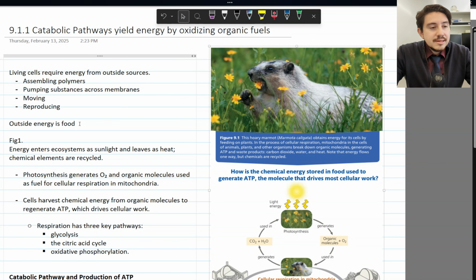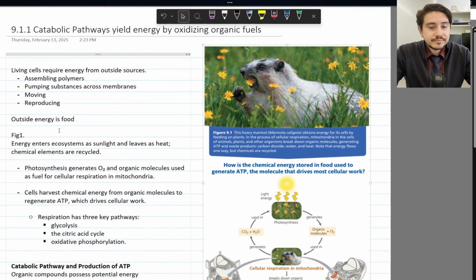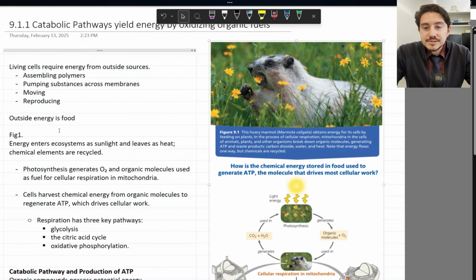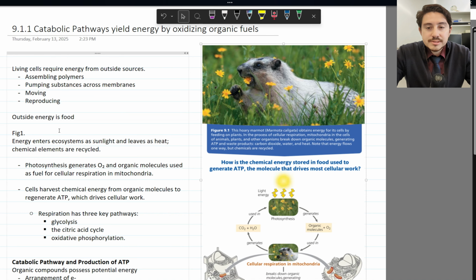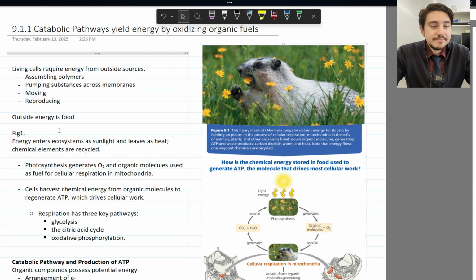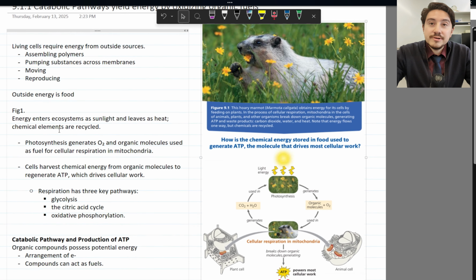Okay, so section 9.1 is catabolic pathways yield energy by oxidizing organic fuels. As we know, living cells and living systems require energy from outside sources. We need energy to assemble polymers, to pump substances across the membrane, active transport, to move around, to reproduce. Ultimately, everything we do requires energy. In the case of animals, we need an outside source of energy, which is food.